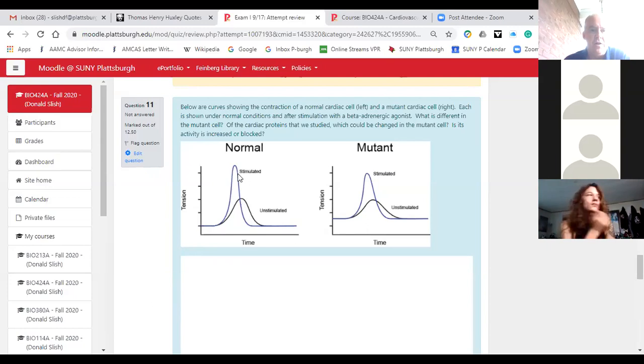Another thing, if you look at the slope of the relaxation, it's a lot shallower in the mutant, okay? And the third thing that's different is the peaks are lower. Peak tension between resting and peak is lower in both the normal and the stimulated. So all these things should lead you to think it has something to do with the smooth endoplasmic reticulum.